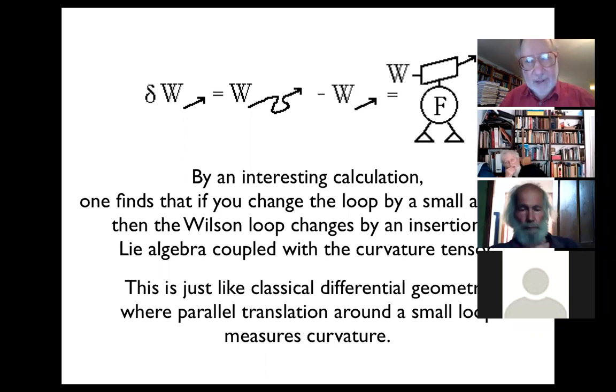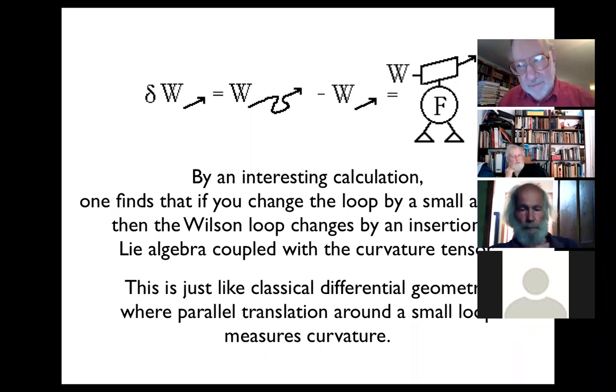Well, it turns out that that calculation is equivalent to inserting a bit of Lie algebra, that's the box, tied into the curvature tensor in its upper index, and the lower indices of the curvature tensor are space indices, and you have a dxi and a dxj.